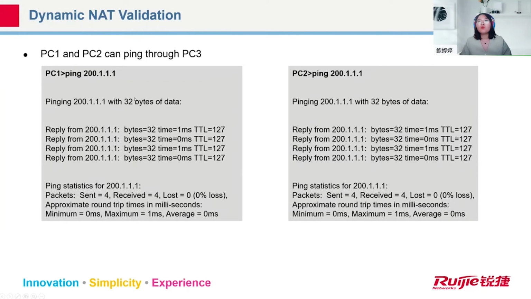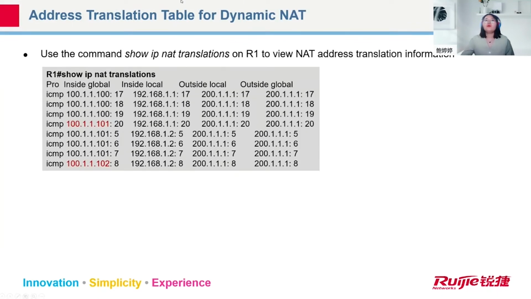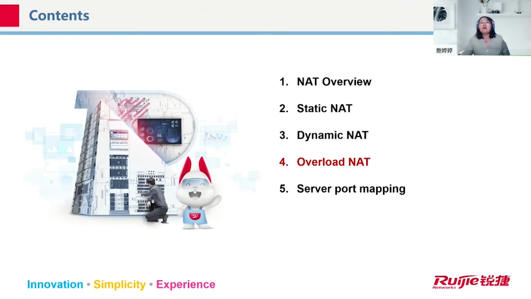After we do the configuration, PC1 and PC2 can visit the destination at the same time. But the 6th one cannot, because our address pool is not enough. And we can use the command show ip nat translation to find that this address has already been translated for the private address, right? And the same port number, but different inside local and inside global. So this is dynamic.